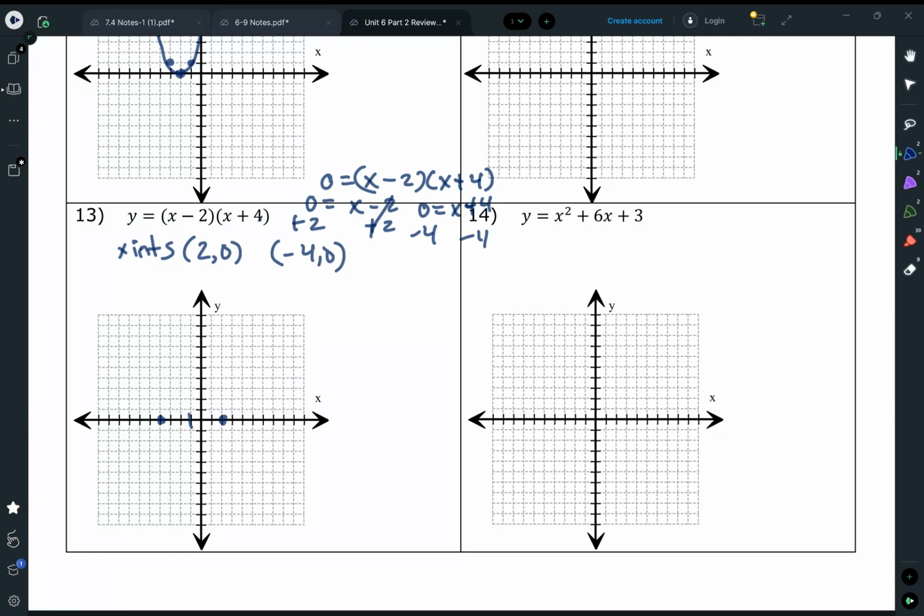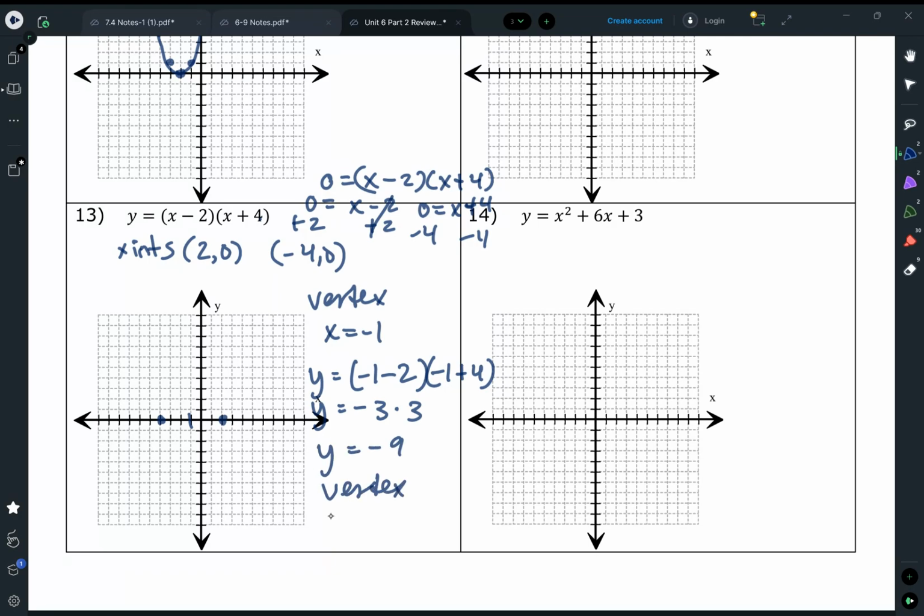So halfway between would be negative 1. So for my vertex, I know that x equals negative 1. I want to find my y. So y would equal negative 1 minus 2 times negative 1 plus 4. And that's going to be negative 3 times 3. Lots of 9s today, negative 9. So my vertex is negative 1, negative 9.